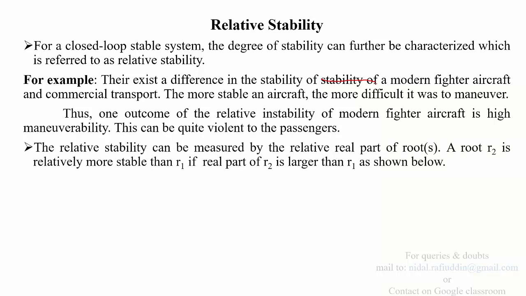The relative stability can be measured by the relative real part of the roots. Suppose the roots of the characteristic equation, or the closed loop poles of the transfer function, are located on the S plane, and there is a root R2 located at the far left side of the S plane compared to R1. If you look at this figure, the real part of R1 is smaller than the real part of R2. So a root R2 is relatively more stable than R1, and the performance exhibited by R2 will be relatively more stable than that of the root R1.